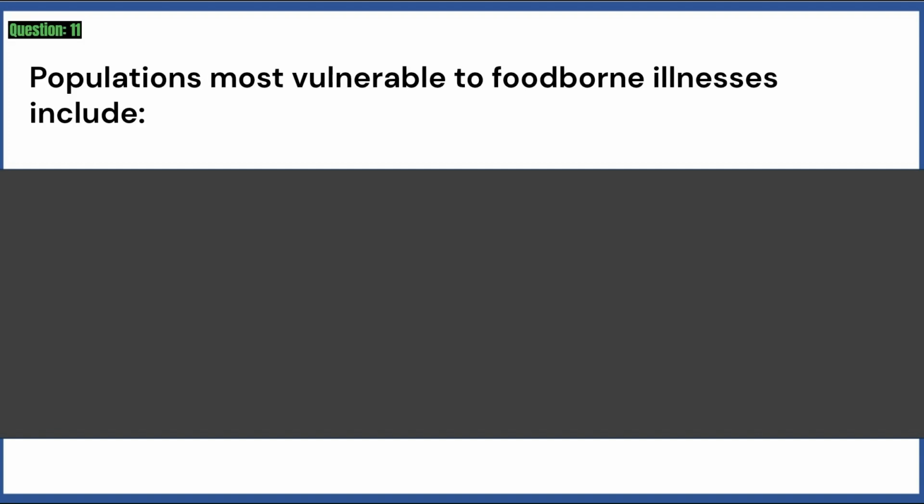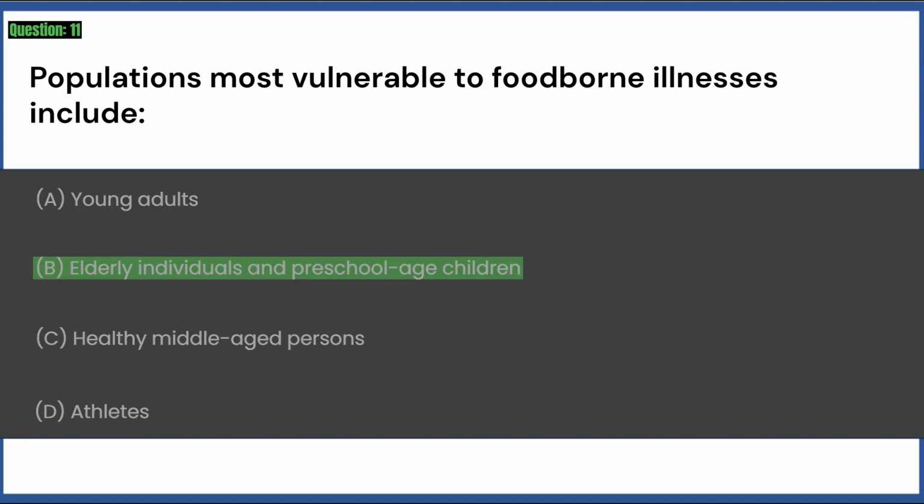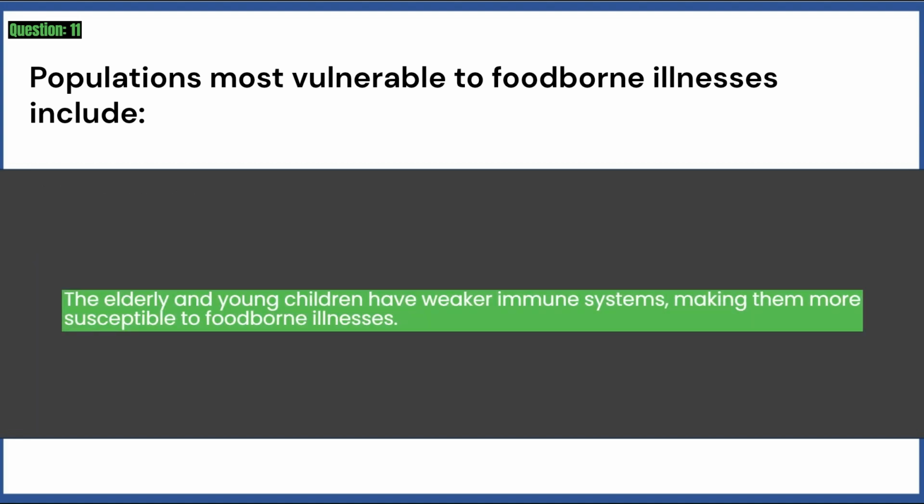Populations most vulnerable to foodborne illnesses include: A. Young adults. B. Elderly individuals and preschool-aged children. C. Healthy middle-aged persons. D. Athletes. Answer: B. The elderly and young children have weaker immune systems, making them more susceptible to foodborne illnesses.